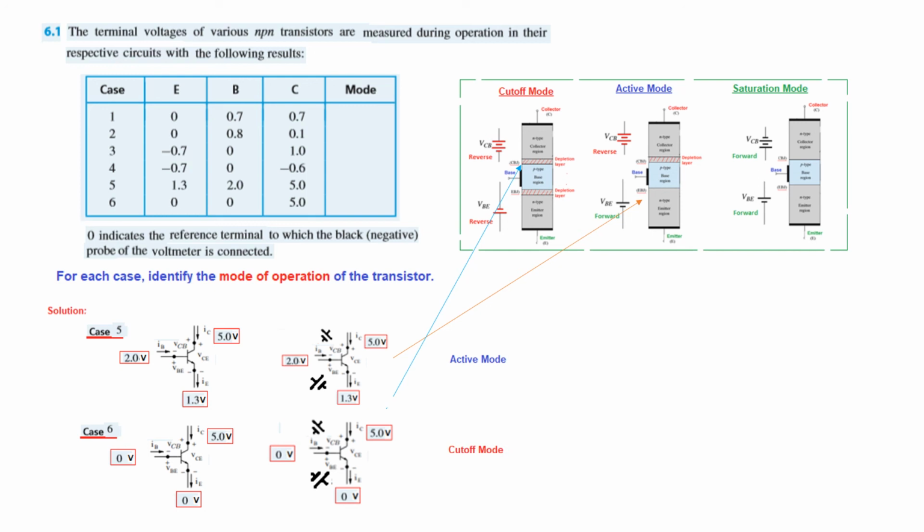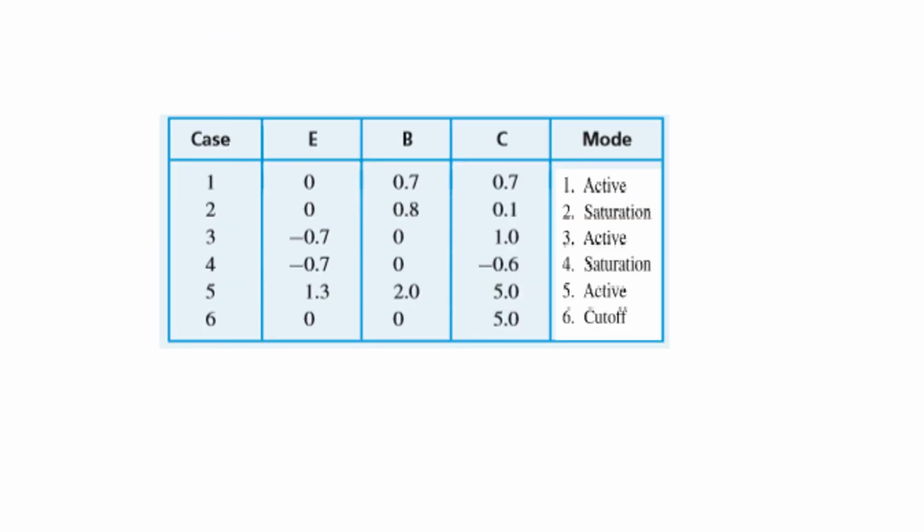So we can conclude that our result should look like this. The first case is active, then saturation. Third case is active, fourth saturation, fifth active, and sixth cutoff. So I hope this gives you an understanding as to how to find the mode from the voltage terminals given.